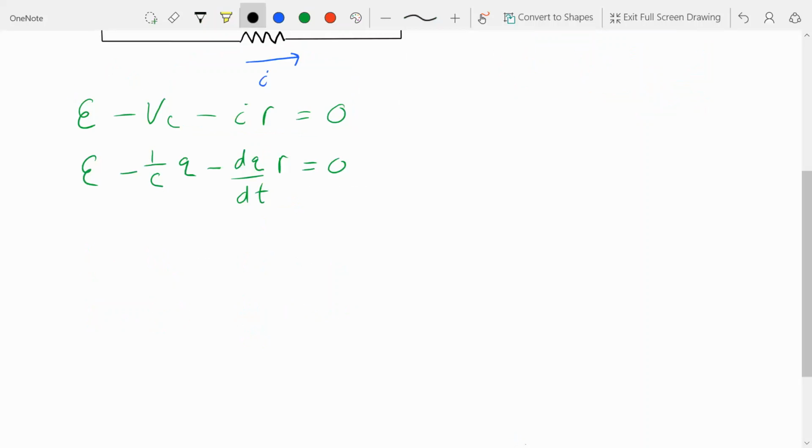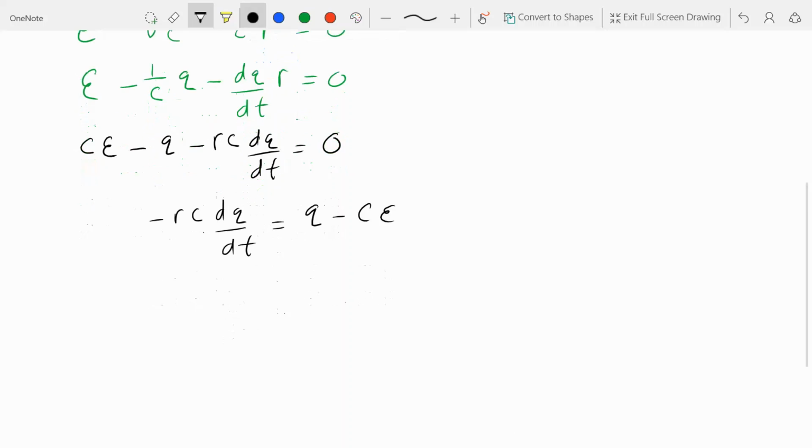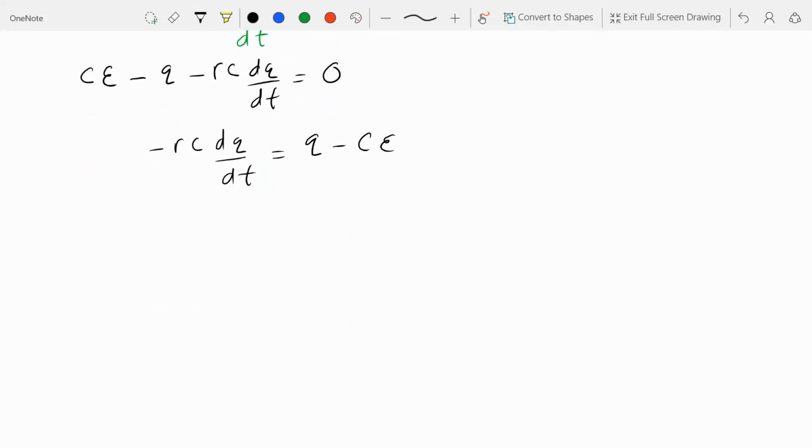First thing I'm going to do is multiply across by C. So this becomes CE minus Q minus RC dq/dt still equals 0. I'm going to bring the CE and the Q over to the other side, so this becomes minus RC dq/dt equals Q minus CE. And if you continue playing along, you can see you've got stuff with Q in it and stuff with dt in it. This is going to be a separation of variables thing.